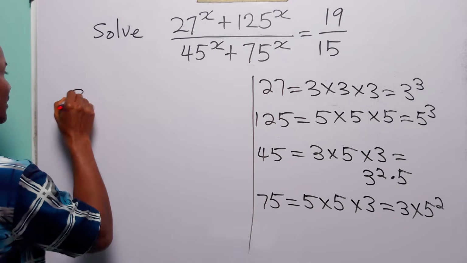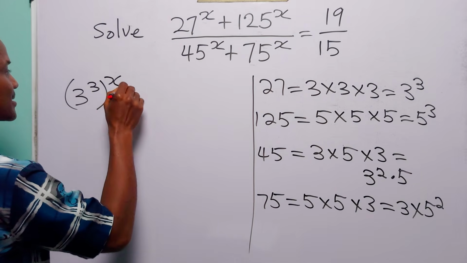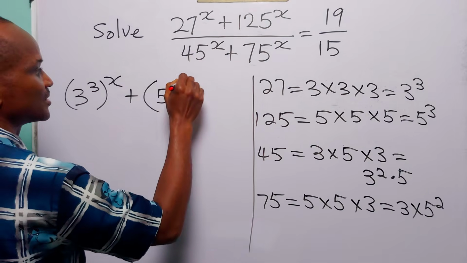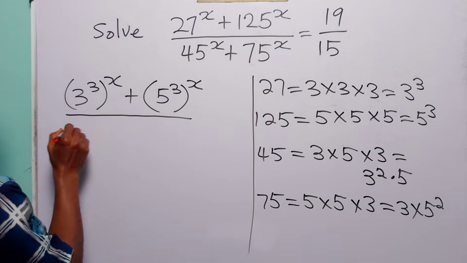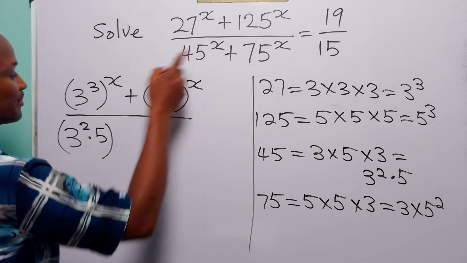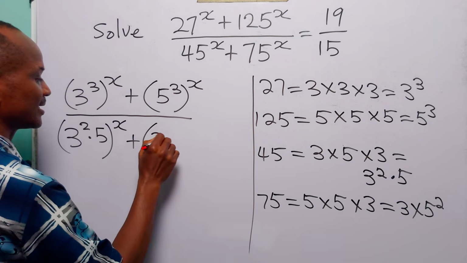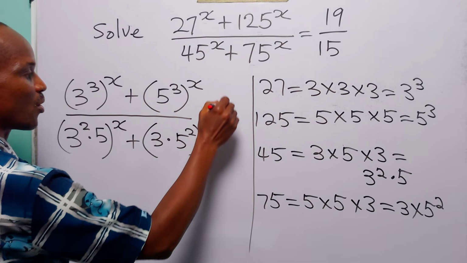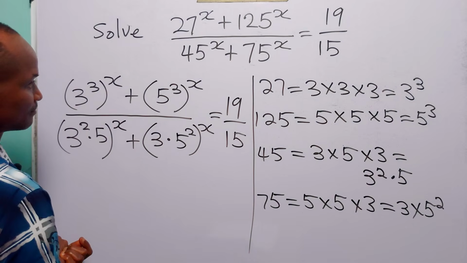as 3 to the power 3 to the power x plus 5 to the power 3 to the power x, divided by 3 squared times 5 to the power x plus 3 times 5 squared to the power x, is equal to 19 over 15.